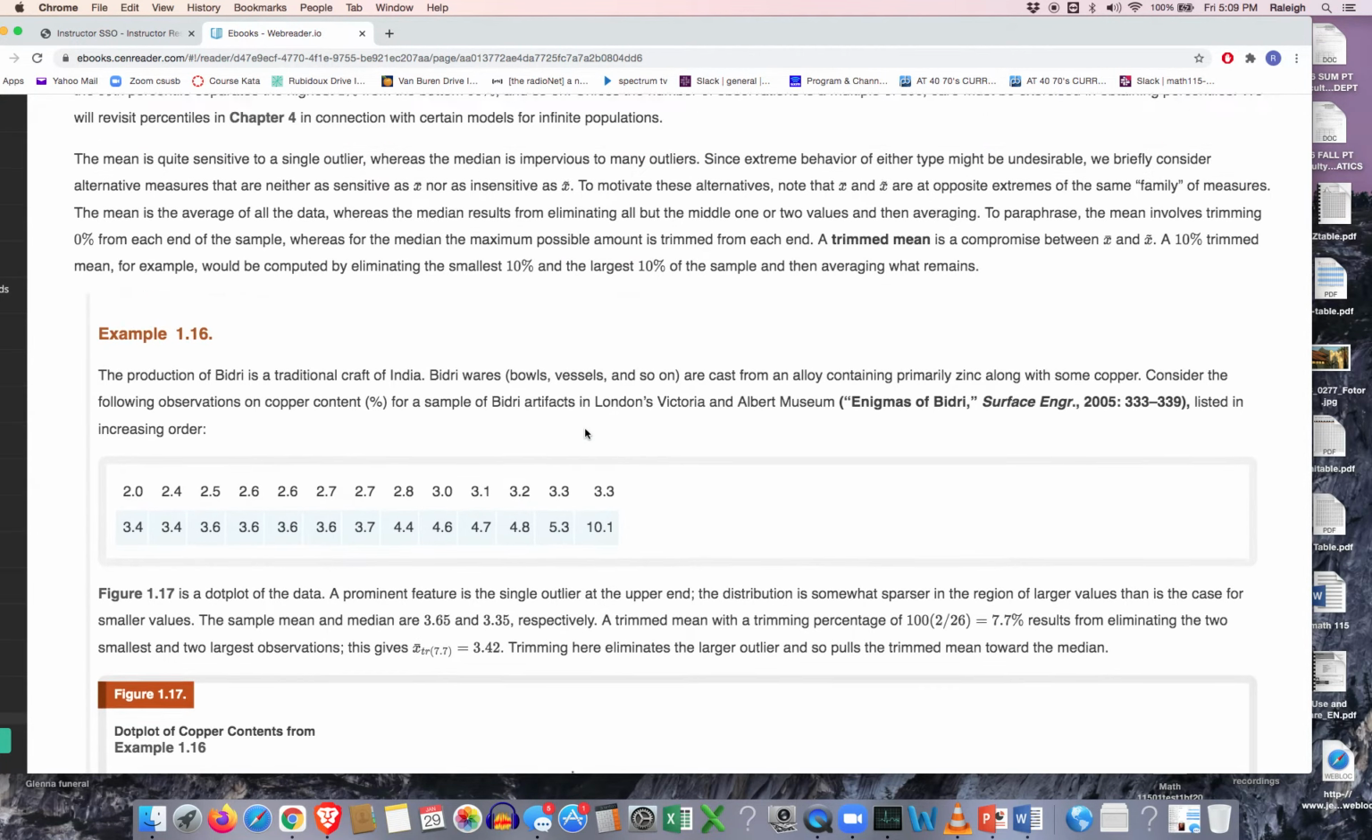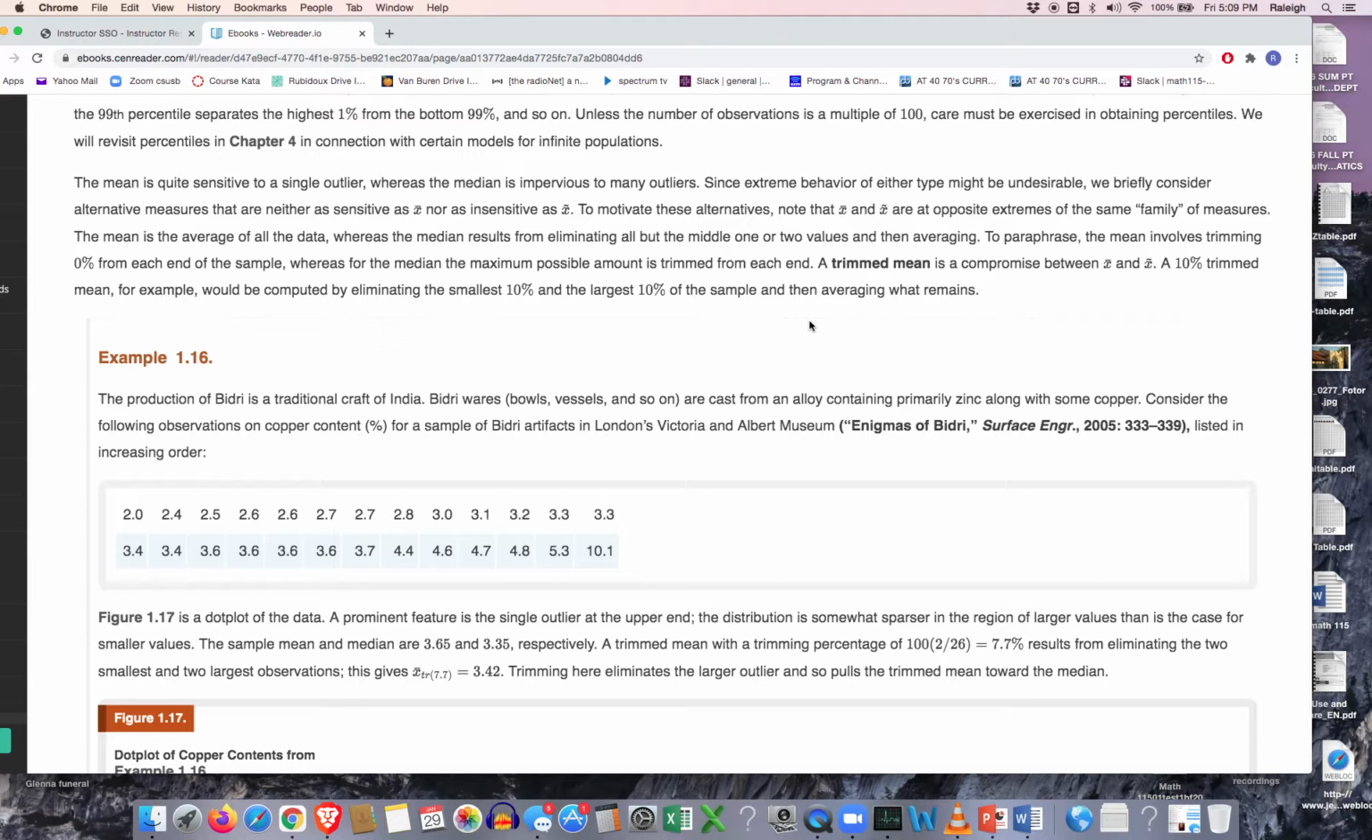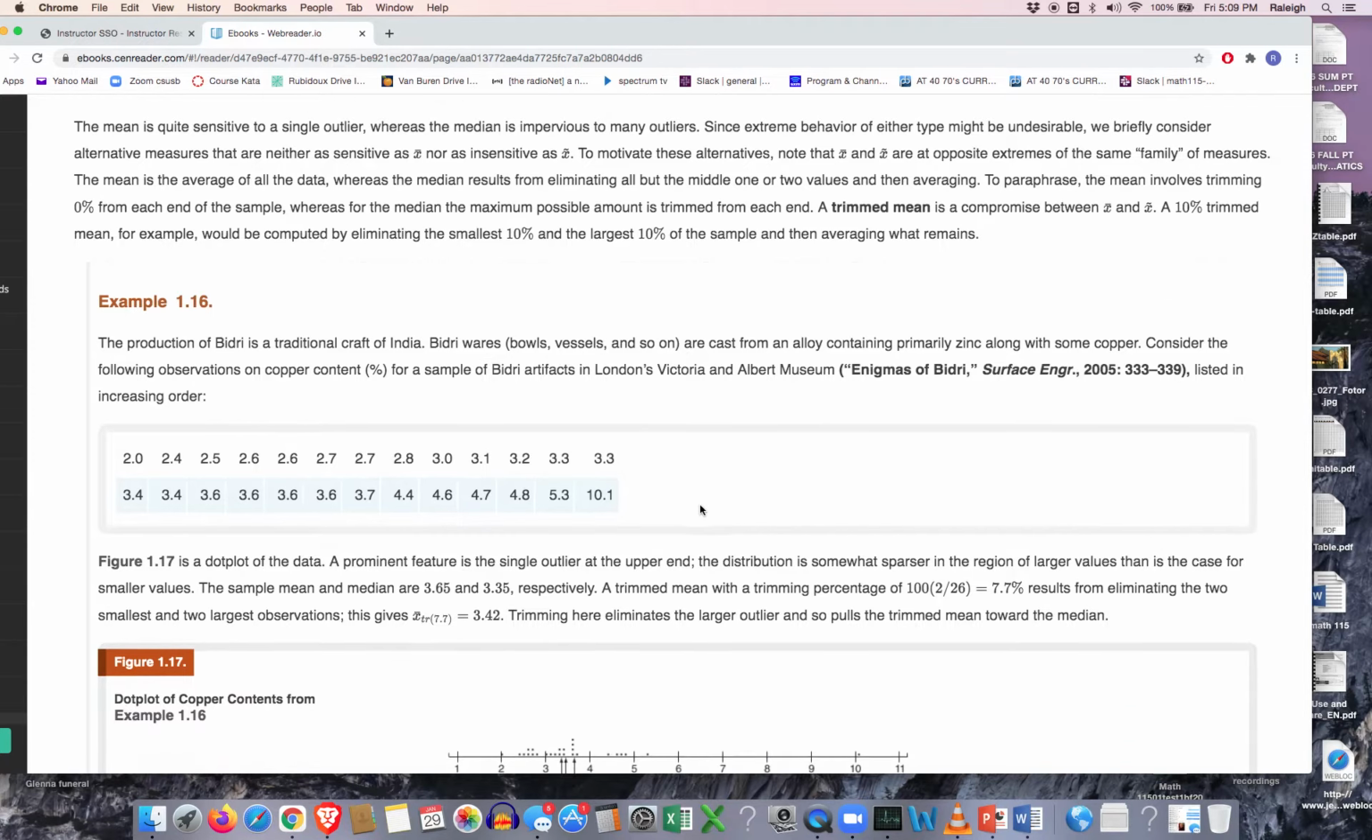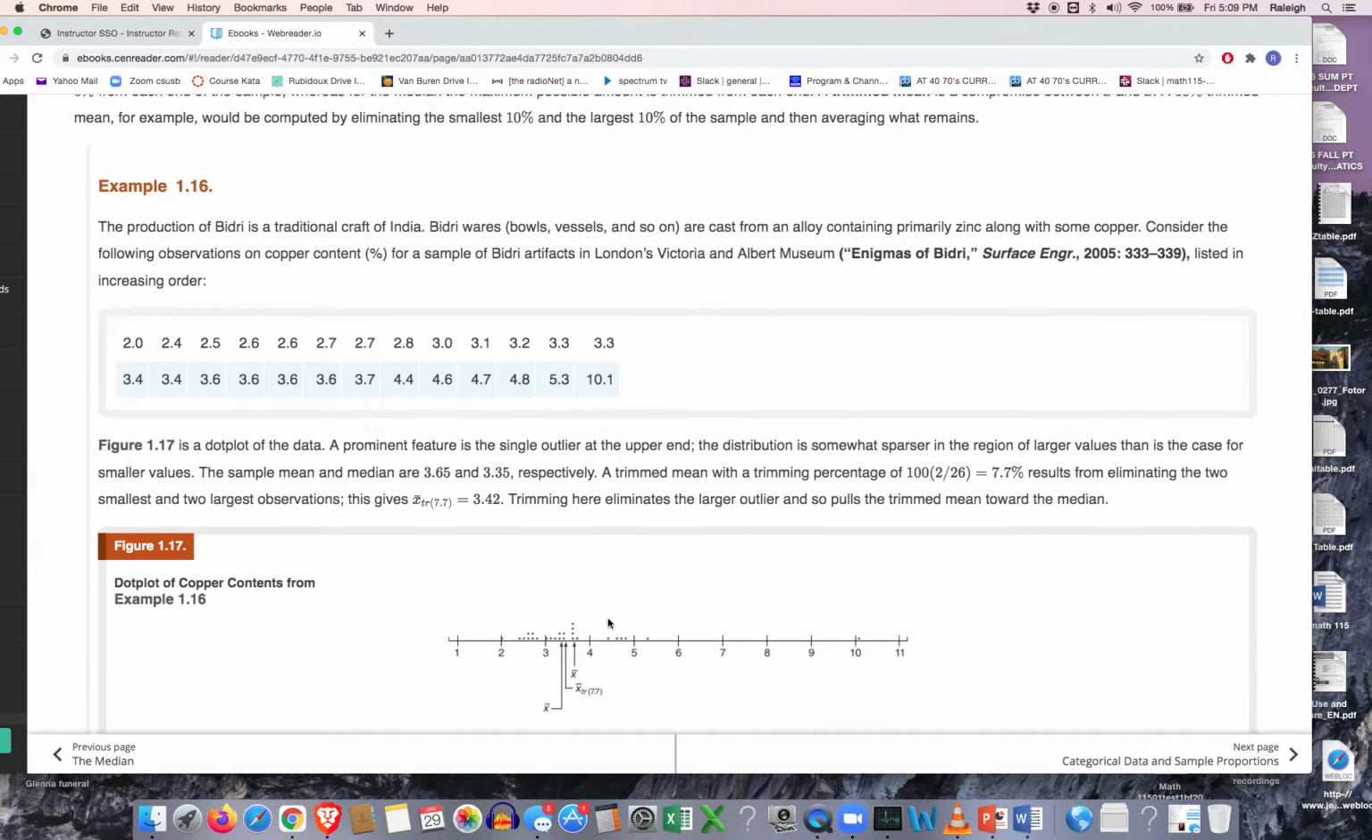But that would be for a trim mean, which I guess they're not going into right now. But anyway, the production of Bidri is a traditional craft of India, and what they're going to do is show the dot plot. I think we did talk about this before a little bit. And so we see that they stack on top of each other. These are rounded to the nearest tenth, so we do have some duplication. 2.6 has been duplicated, 2.7 has been duplicated.